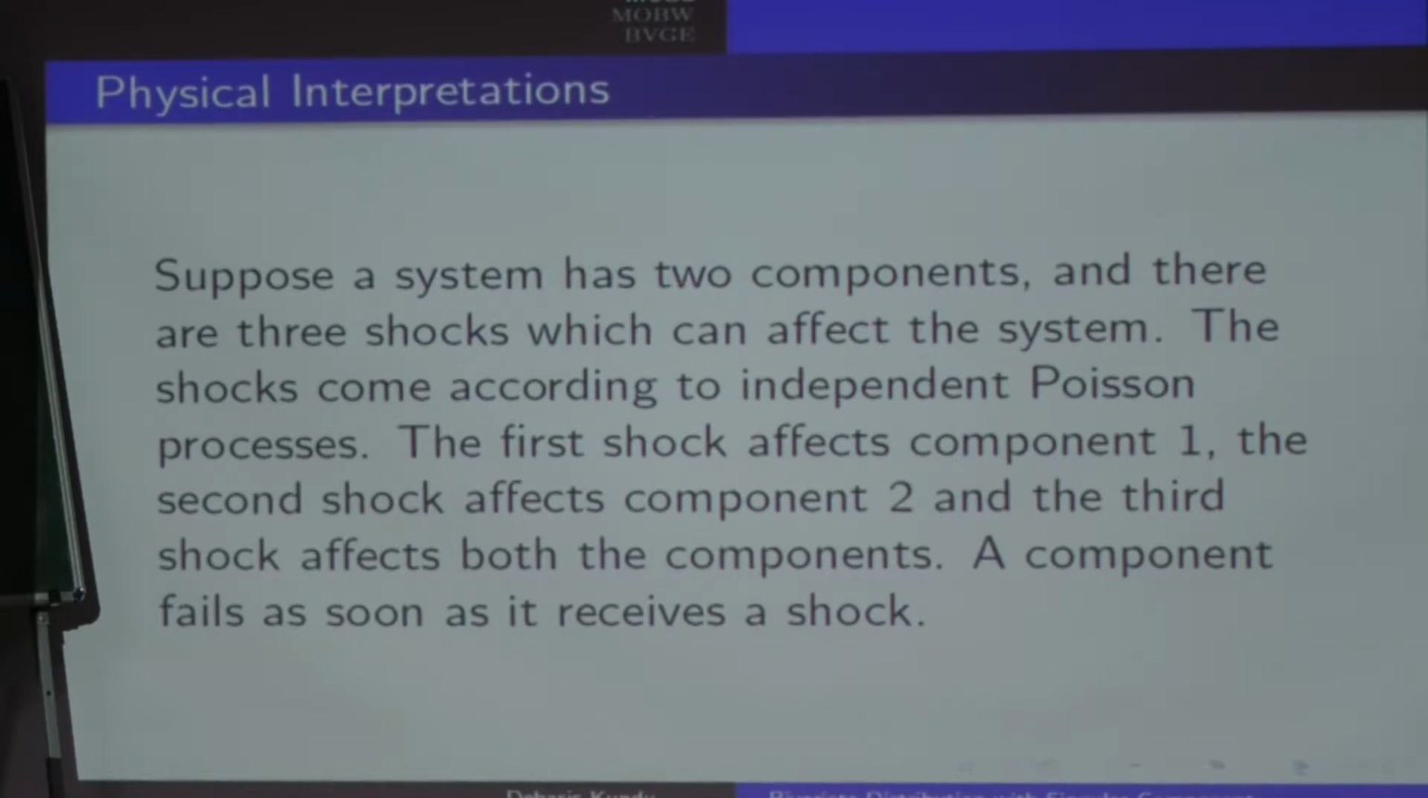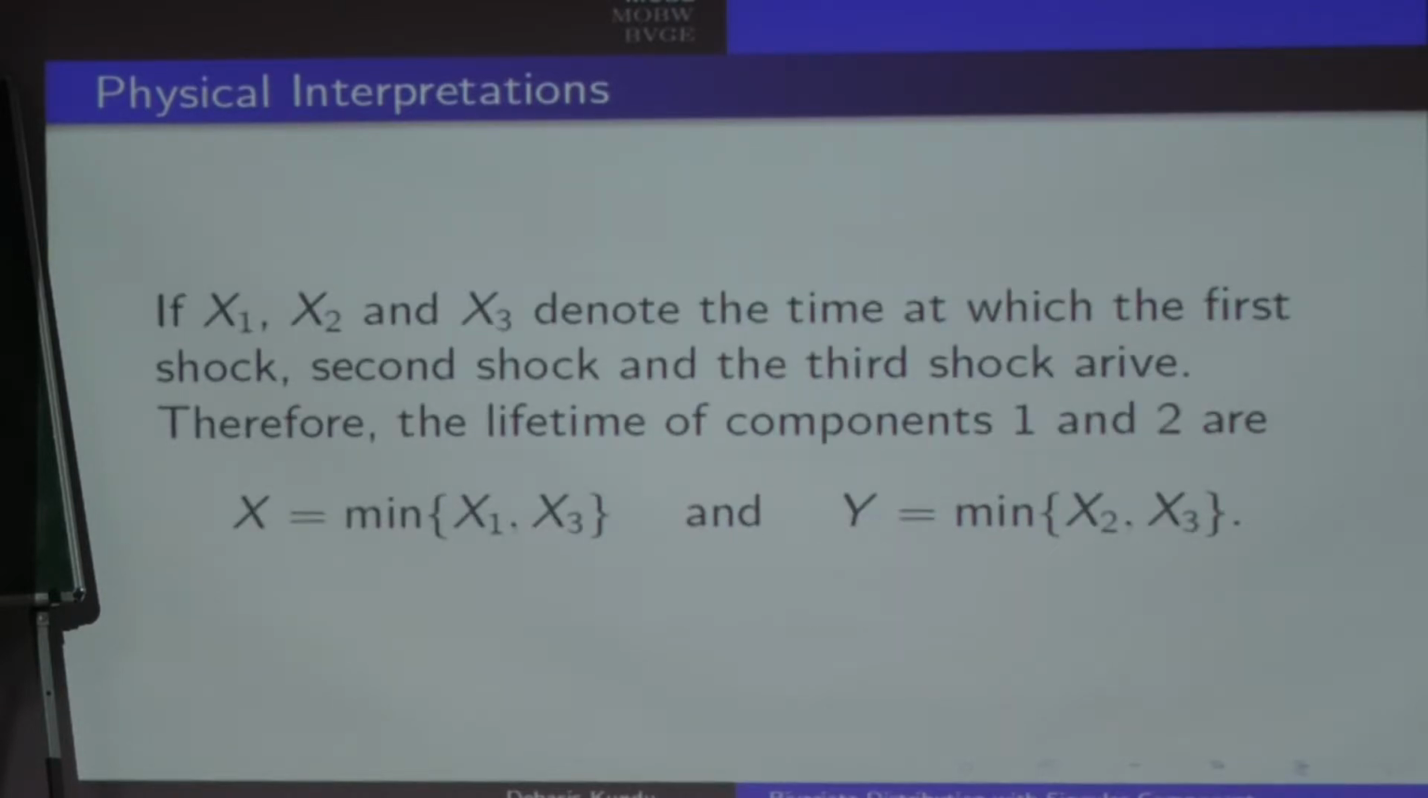The first component can receive the shock from 1 and 3, then it fails. Similarly, the second component, if it receives the shock from 2 and 3, then it fails. So basically, if x1, x2, x3 denote the times at which the first shock, second shock, and third shock arrive, the lifetimes of components 1 and 2 are x equal to the minimum of x1 and x3, and y equal to the minimum of x2 and x3. As simple as that. It has a nice interpretation in terms of the Poisson process.